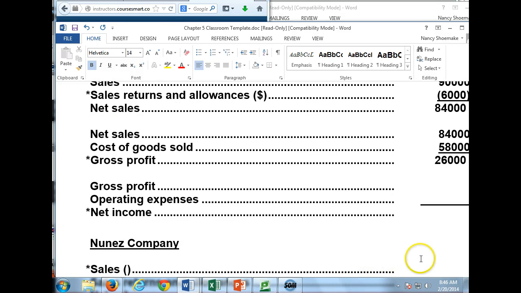So our gross profit now at 26,000, what are our operating expenses? 14,380. Which means our net income is what? 11,620.